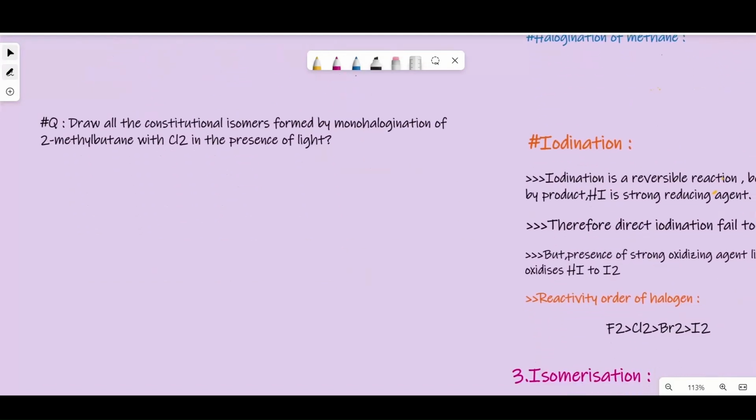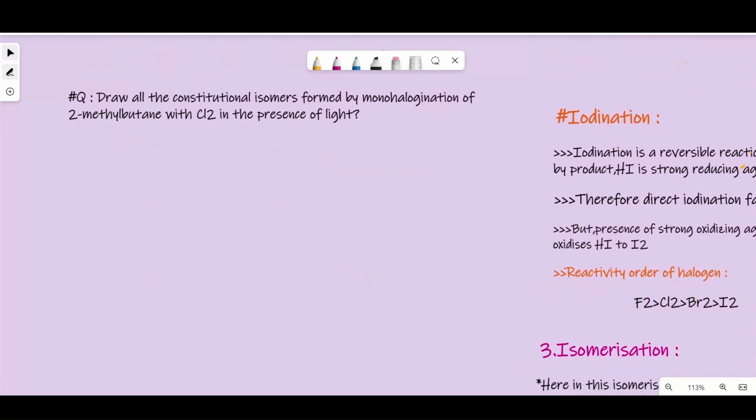With this question we will get to know that these types of questions are very famous in JEE Mains and Advanced also. They used to ask these types of questions. Here they have given 2-methylbutane. Here this is butane.